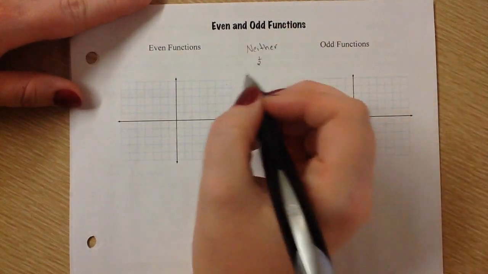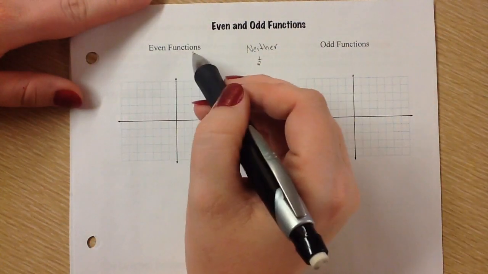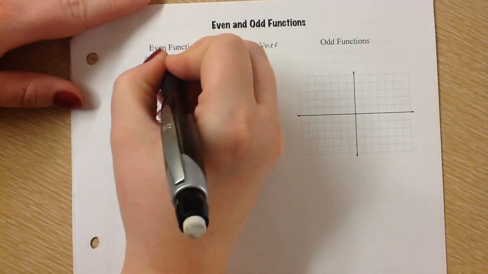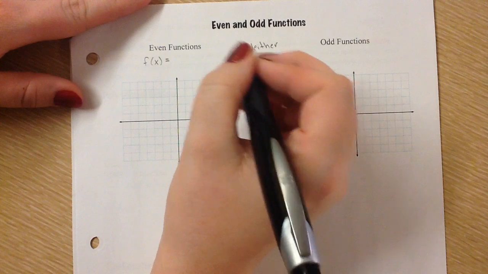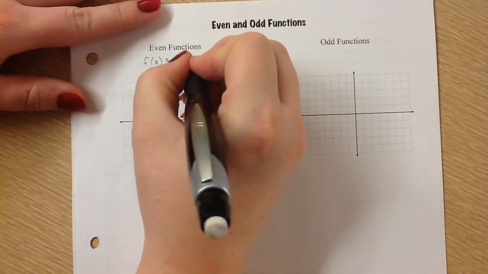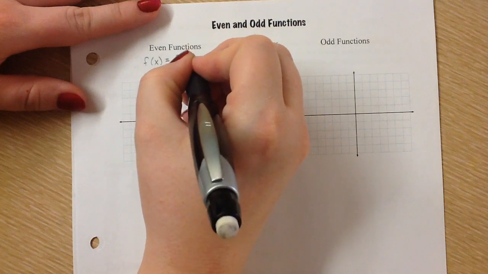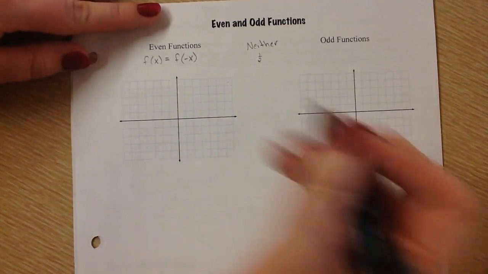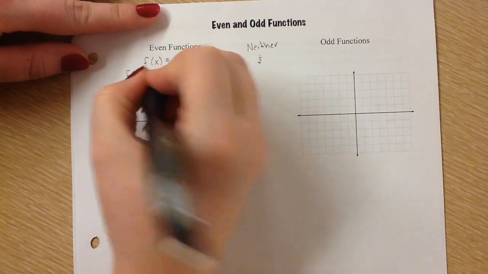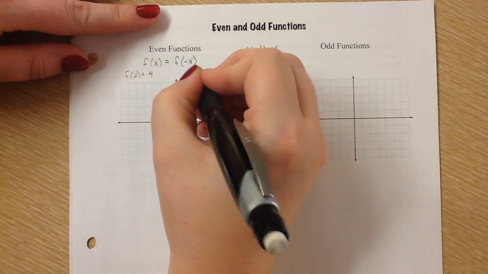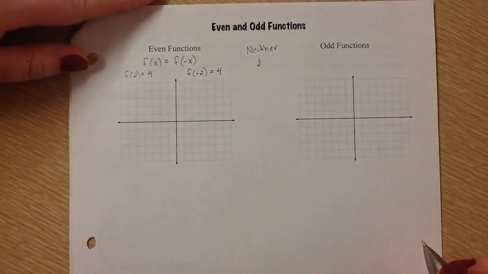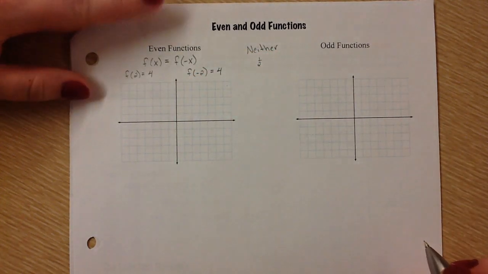Okay, but an even function, what makes a function even? A function f of x is even if when I put a negative x inside the function instead of a positive x, it doesn't change what I get out. Basically what this means is if I put in a 2 and I get out a 4, when I put in a negative 2, I also get out a 4. That is an even function.